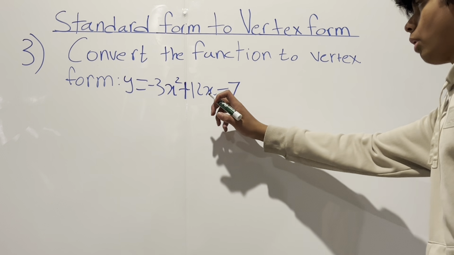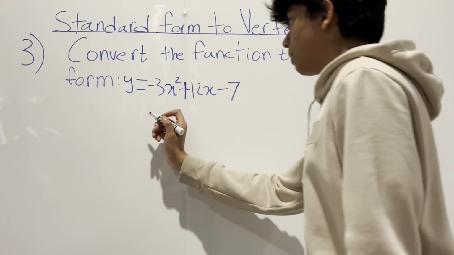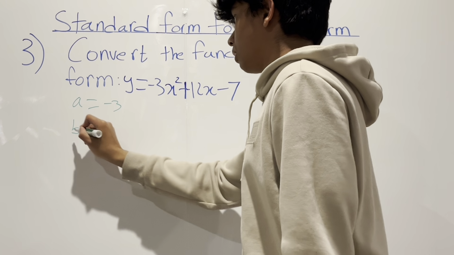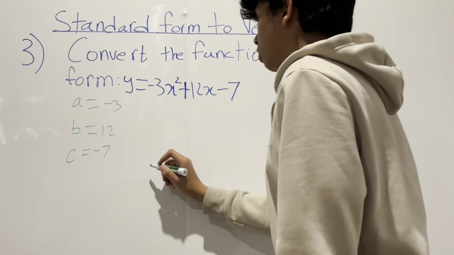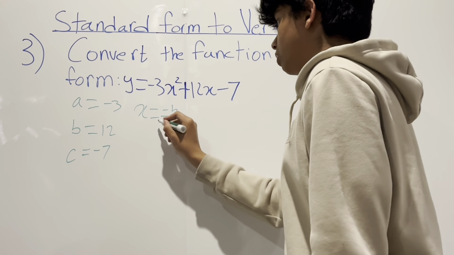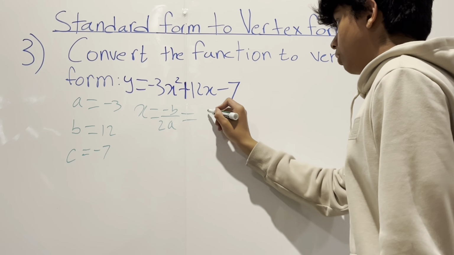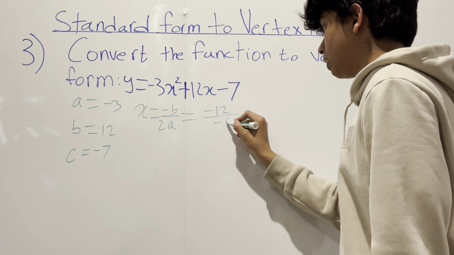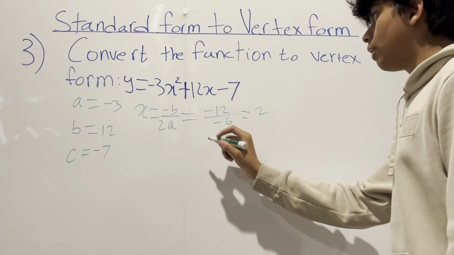Question 3, we have y equals negative 3x squared plus 12x minus 7. Let's label our variables again: a equals negative 3, b equals 12, and c equals negative 7. Our axis of symmetry formula says that x equals negative b over 2a. So we have negative 12 divided by 2 times a, and 2 times negative 3 is negative 6. If we divide that, we get 2, and 2 is the x coordinate of our vertex.